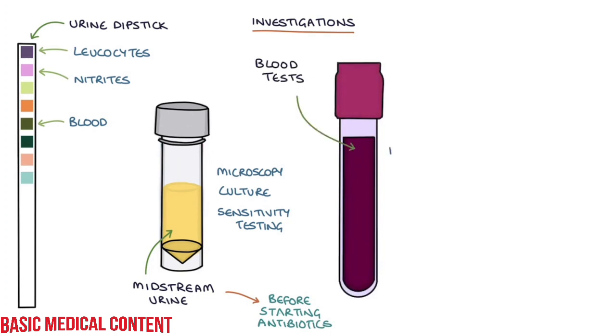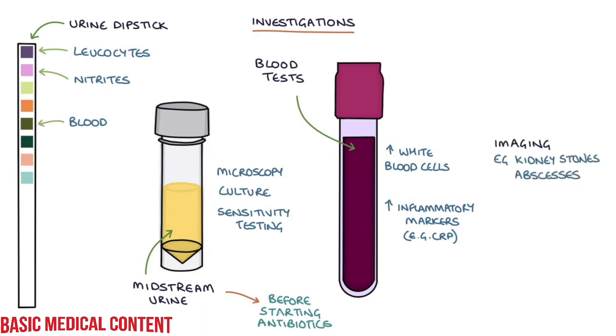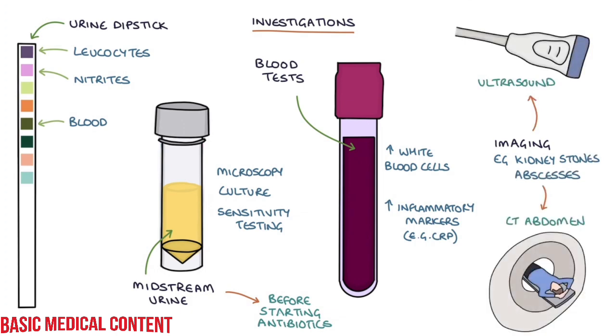Blood tests will show a raised white blood cell count and raised inflammatory markers, for example, CRP. Imaging investigations may be used to exclude other pathology, such as kidney stones or abscesses. This could be an ultrasound or a CT of the abdomen.